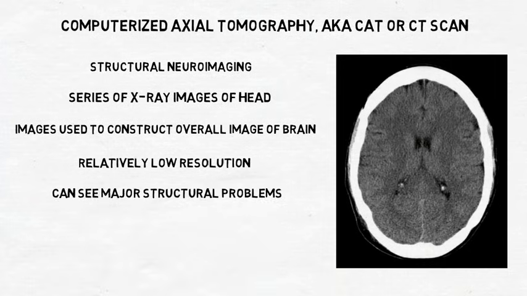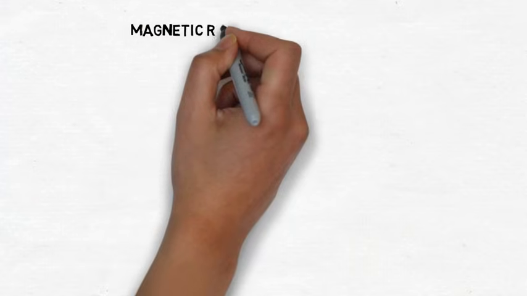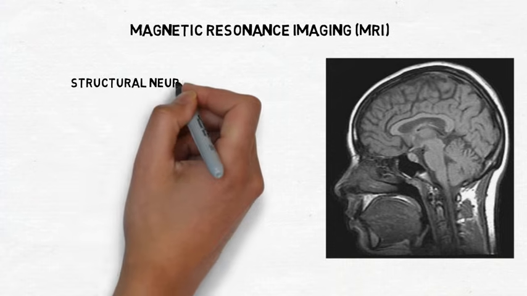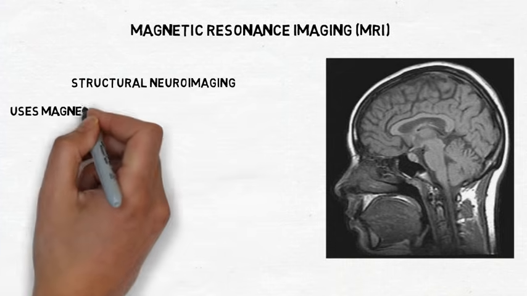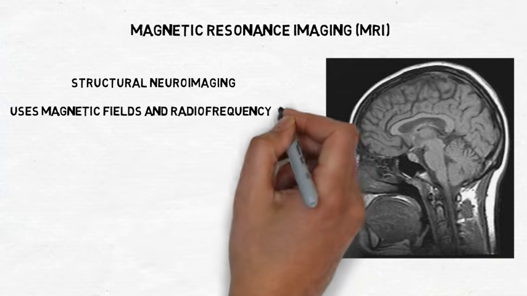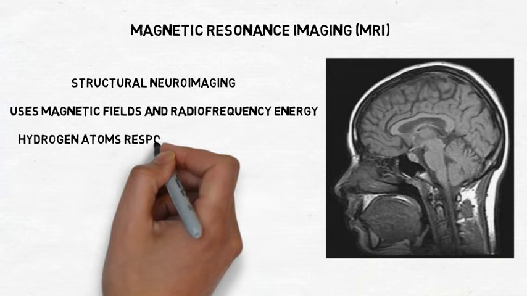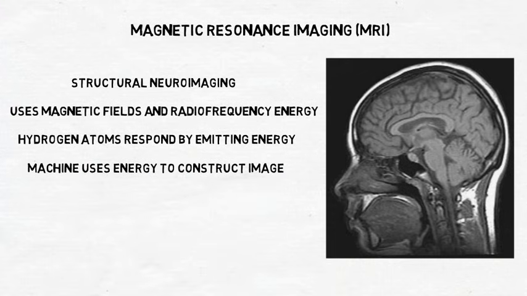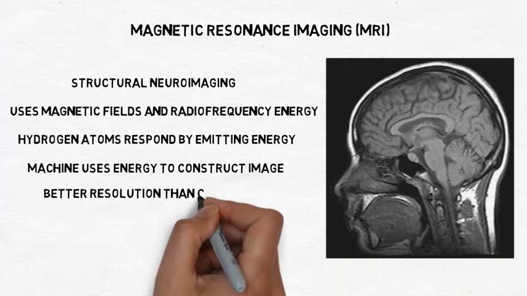Magnetic resonance imaging, or MRI, involves applying a combination of magnetic fields and radiofrequency energy waves to the brain. Hydrogen atoms respond to the magnetic fields and radiofrequency pulses by emitting energy. The MRI machine receives this energy and can tell what part of the brain it came from. A computer can use that information to reconstruct an image of the brain that has high spatial resolution.